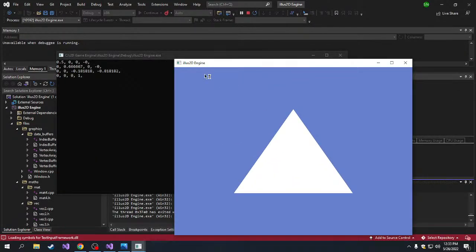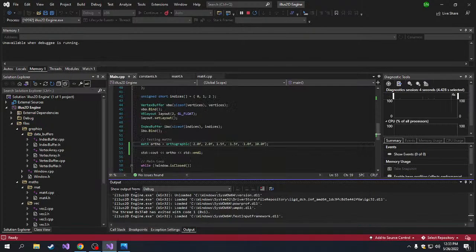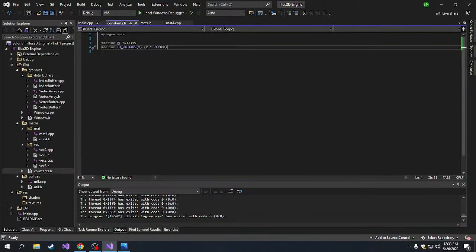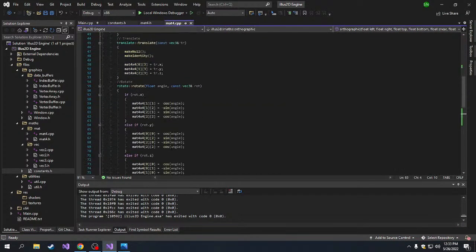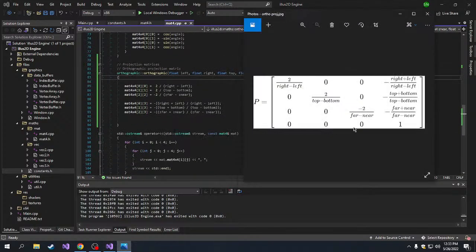Yeah, it should be okay. Should be good. Okay, that's our orthographic projection matrix. We'll do mat4. Let's just double check it just in case.